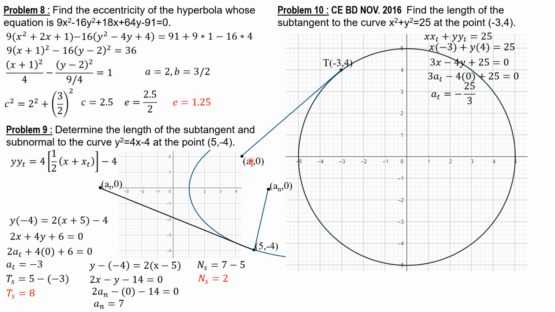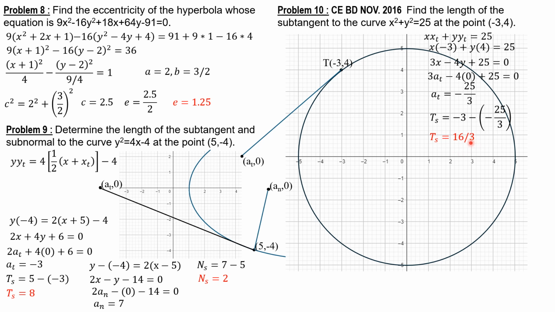So a_t is -25/3. Therefore, to make the length of the subtangent positive, it is right x minus left x. So it is -3 minus (-25/3), and that is equal to 16/3. So the length of the subtangent is 16/3.